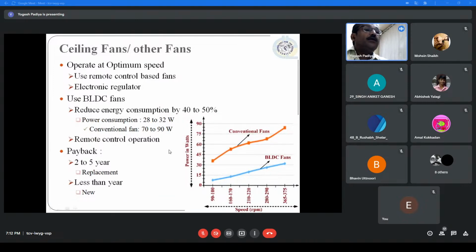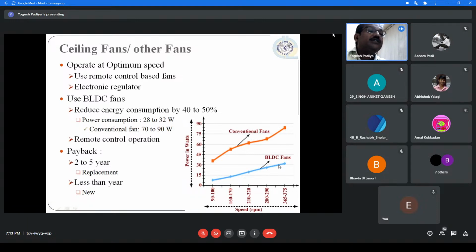Now, you know that the conventional fan is using an AC motor. Nowadays we have a DC motor. It is called a brushless DC motor. If you use a fan having a BLDC motor, then the power consumption of that fan at different speeds will be maximum 30 watt. While the ceiling fan at different speeds may consume 80 to 85 watt. It means as compared to the BLDC fan, the power consumption is almost double.